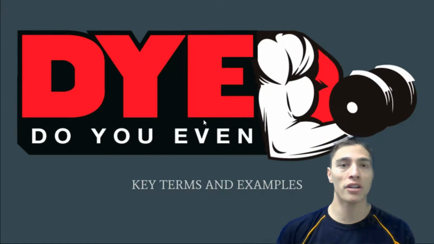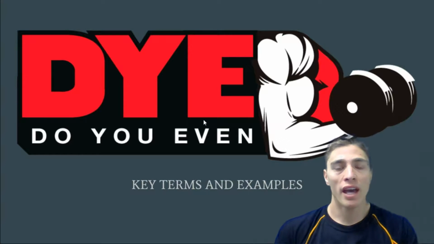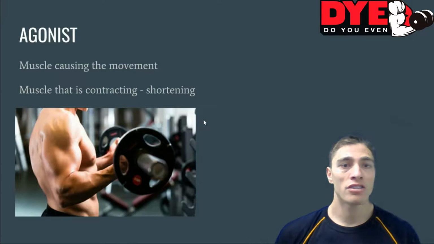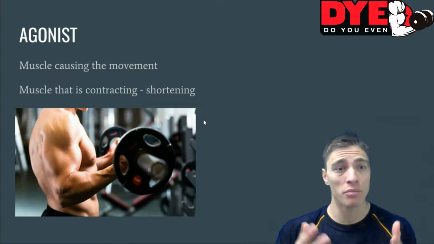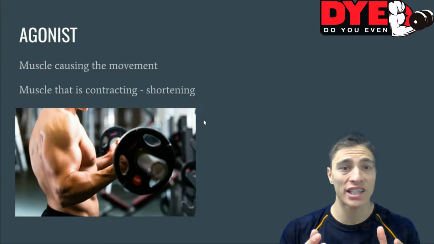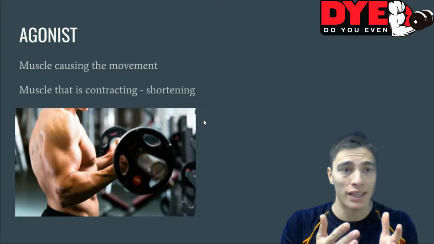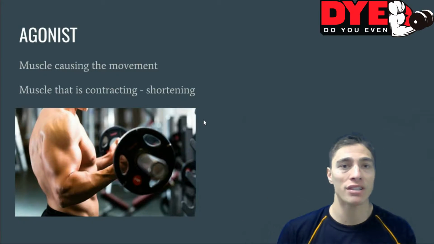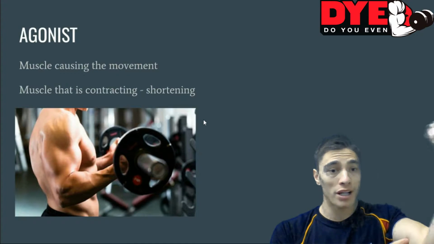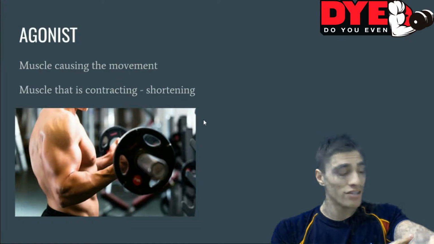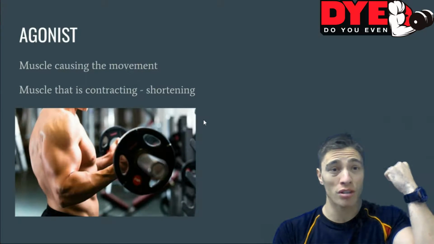Today we're going to look at the key terms and some examples for the first assessment. So firstly we're looking at the agonist. The agonist is the muscle that's causing the movement. It is a muscle that is contracting or shortening in length. Okay, so here we have an example of a bicep curl. When you're doing the bicep curl, your agonist is your bicep because that's actually producing the movement.